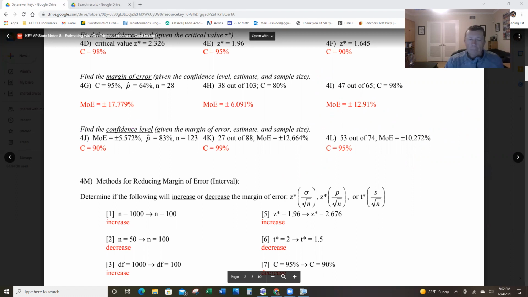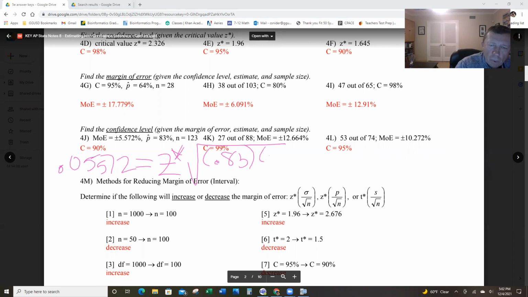What we've got here is the margin of error is 0.057, making it a proportion. That equals, we don't know the confidence level. We don't know Z star, so I'm going to put Z star in here. This is just algebra. And we're going to do 0.83, 0.17 over 123. So stop the video and set that up for yourself.